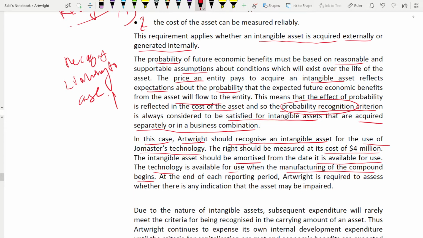So at the end of each reporting period, what do you do? You have to check impairment. Like tangible assets, intangible assets also you have to review annually at the end of each financial reporting year, whether there is an indication that the asset is impaired or not, because your technology also can get impaired. It might become obsolete, out of date. You have to always keep checking on it, especially because it's technology. You have to check it more frequently, because technology gets impaired at a very high pace compared to other assets. Okay, so you have to check for the impairment also. Another 1 mark. Talking about amortization and impairment. Next.